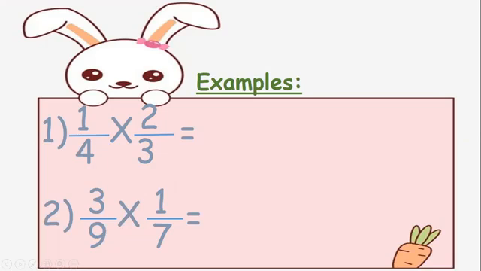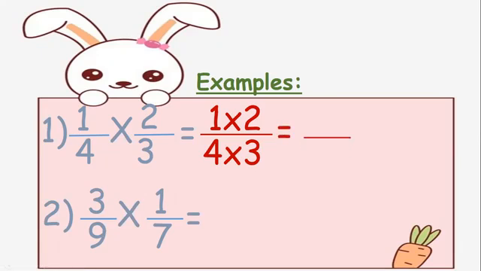To multiply two fractions, we have to multiply the numerators and multiply the denominators. So the numerators are 1 and 2, so we multiply them: 1 times 2, and 4 times 3 equal to 12. But after we get the answer, like we know, we have to see if we can simplify.